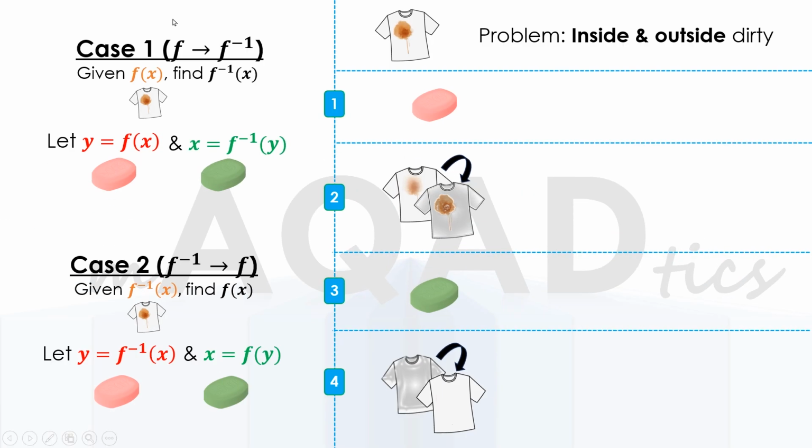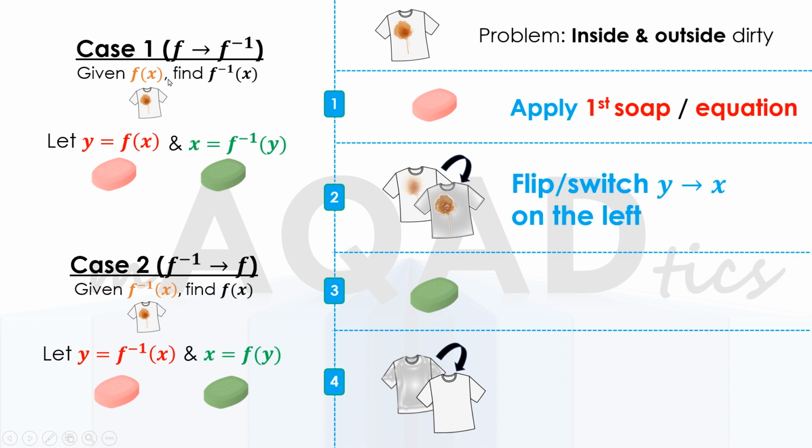So in summary, for both cases, our first step is to apply the first soap, or the first equation, to the dirty shirt, or the f of x, which is the given function. Then later on, we need to flip the shirt, or switch y to x on the left side of the equation. Then we need to apply the second soap, or the second equation, which is this.